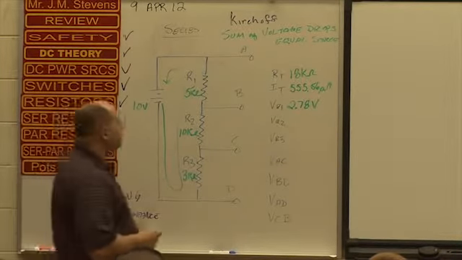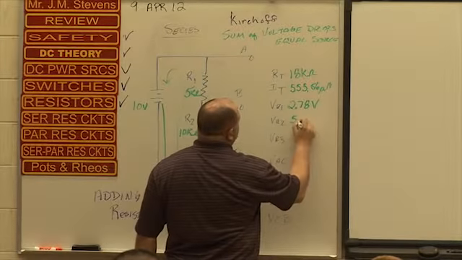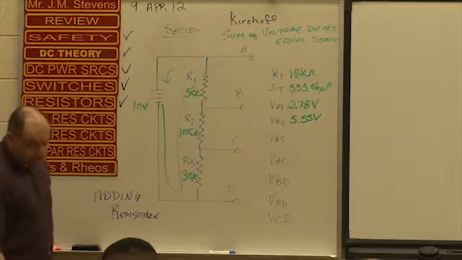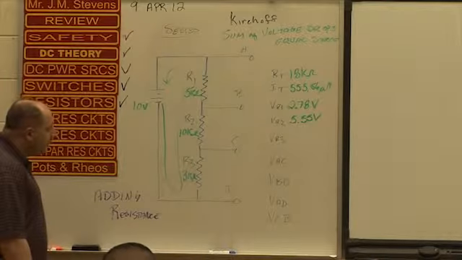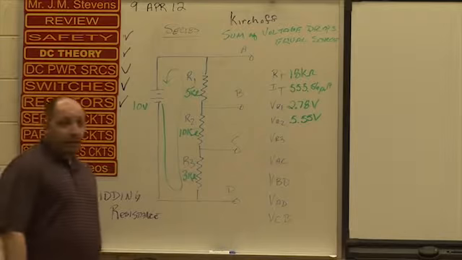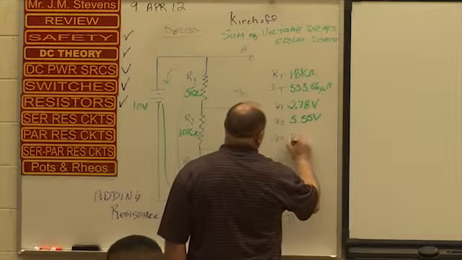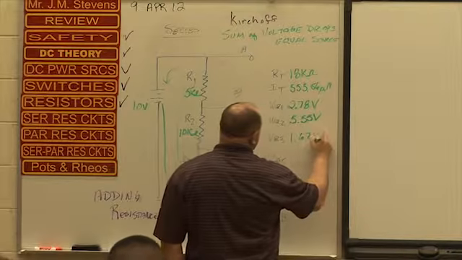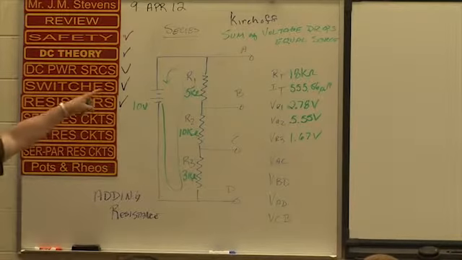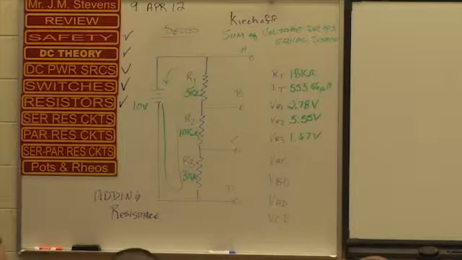5.55 volts. Mr. Tripp says 5.55 volts. Nobody's grumbling, must be. VR3. Same deal. I total times R3. What's that, Mr. Goss? 1.67 volts. All right, then. How do we know that we did that correctly? Check it. So 2.78 plus 5.55 plus 1.67 should be pretty darn close to 10 volts. Is it? Yes. All right.